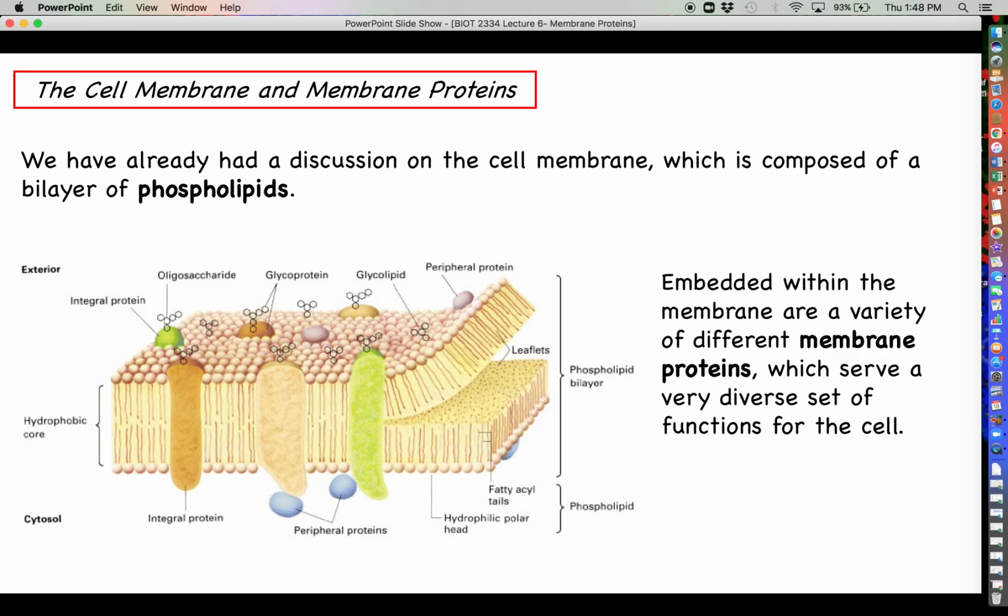So we've already had discussions in class before about the cell membrane, which of course is composed of a bilayer of phospholipids. We've talked before about why the cell membrane arranges itself like this, so we don't need to rehash that topic. But we also discussed that embedded within the membrane are going to be a wide variety of different kinds of membrane proteins. Now, these membrane proteins are going to serve very diverse functions inside the cell. A lot of them don't necessarily have a whole lot in common with each other other than the fact that they do happen to be in the membrane. So we'll try to provide as many examples of them as we possibly can.